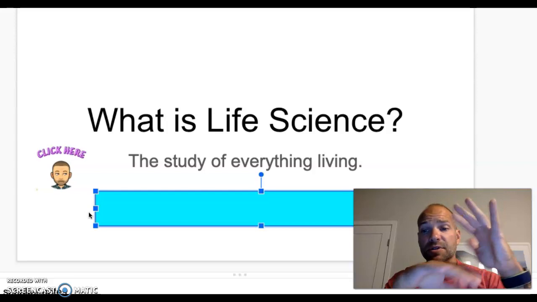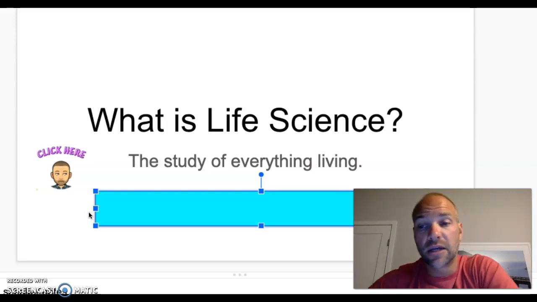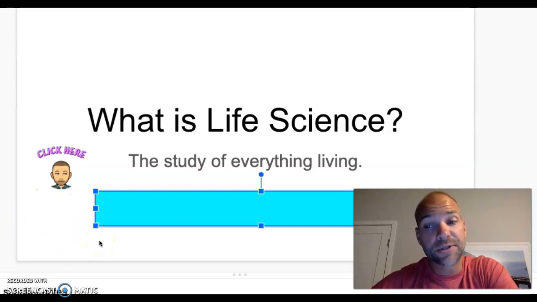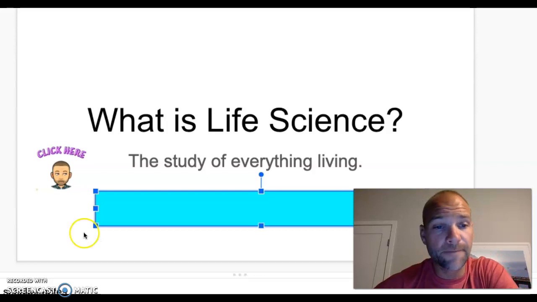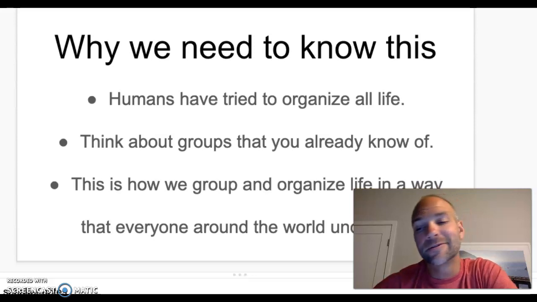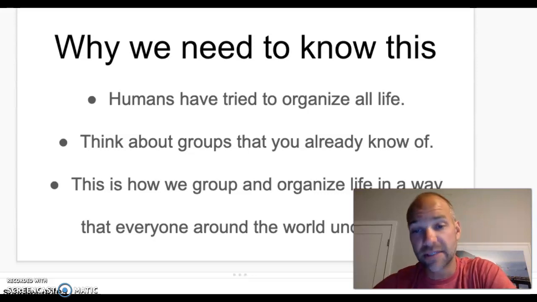So that's what this first unit is going to be about. How do you organize life? How do we as scientists put things into groups? Really, groups themselves aren't that interesting, but how we put them in can be. This is how we classify life, how we put it there. Why do you need to know this, Mr. Joe? Why do I care? Well, we try and organize everything, and life is just one of those things. The organization of life is super messy.